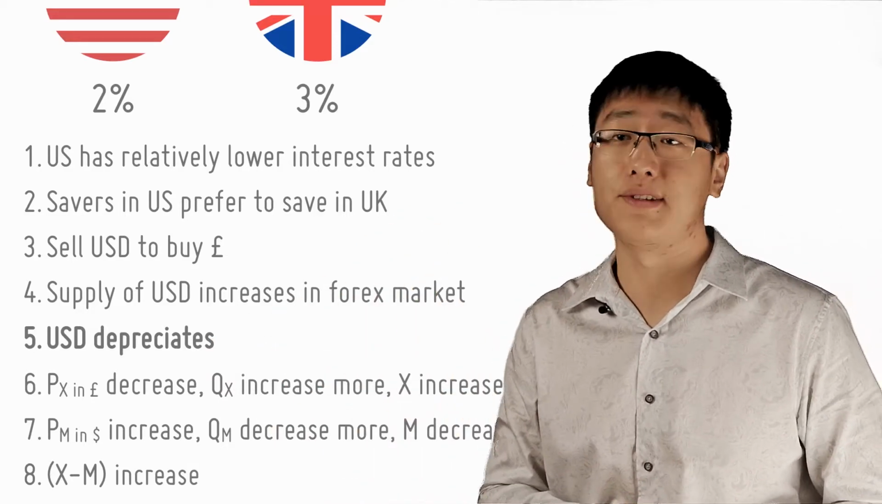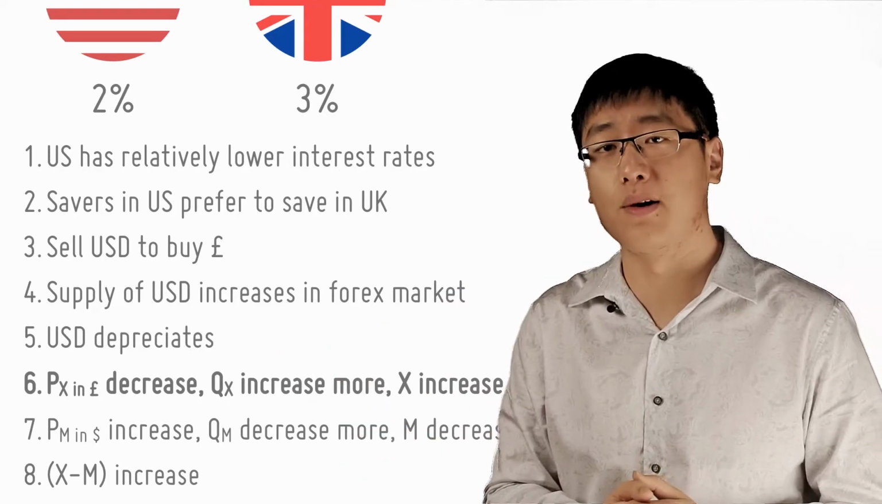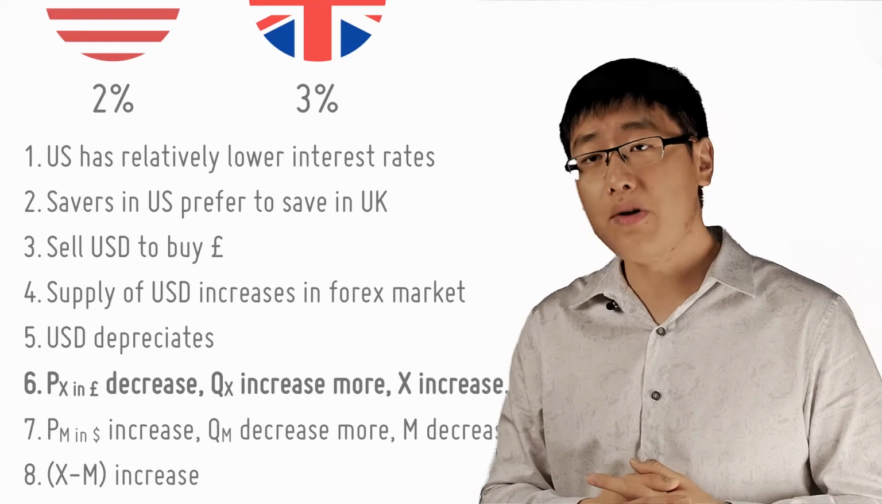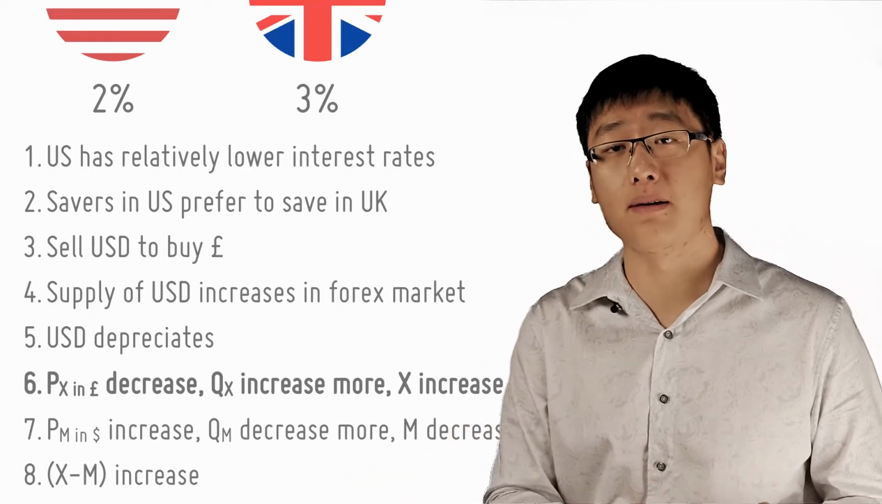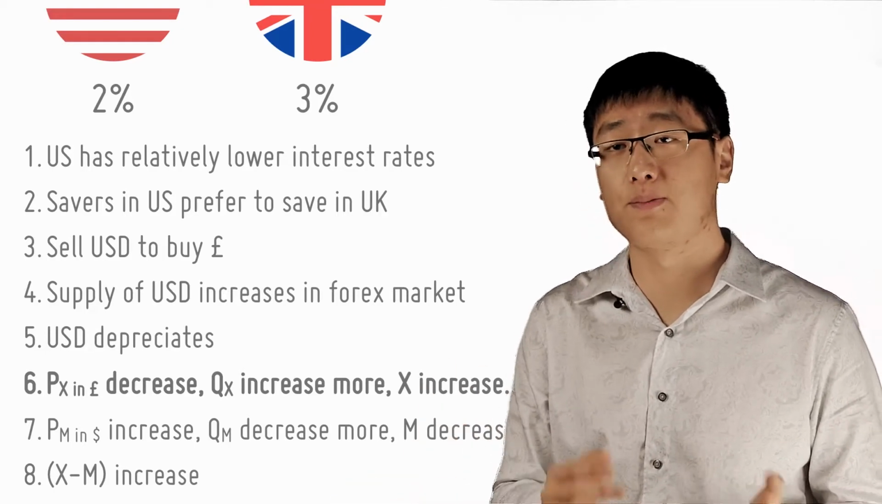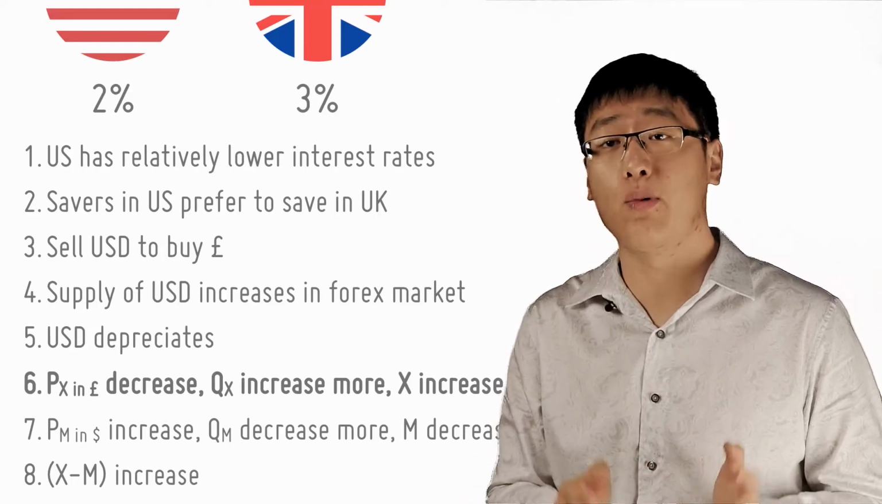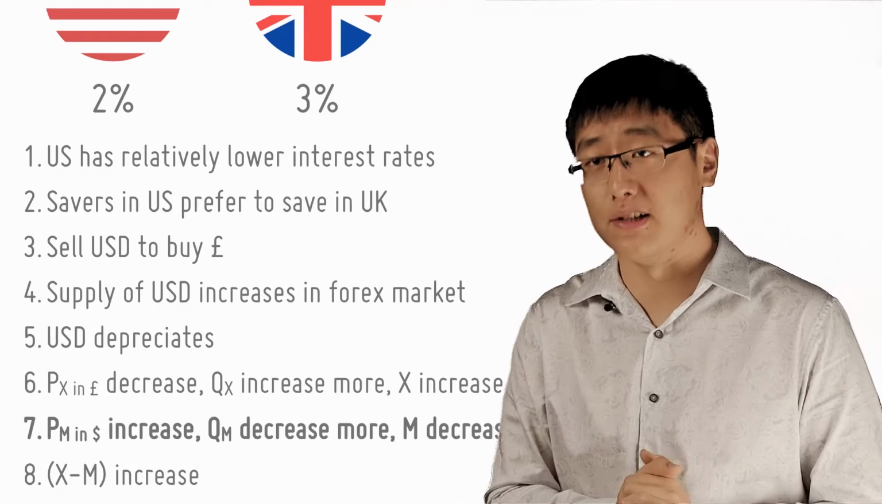What then happens to the US economy? The price of US exports in pounds decreases because one USD can now buy fewer pounds. In other words, one pound can buy more USD. Then, if the demand for exports is price elastic, the quantity demanded of exports will increase more than proportionately. The value of exports increases.